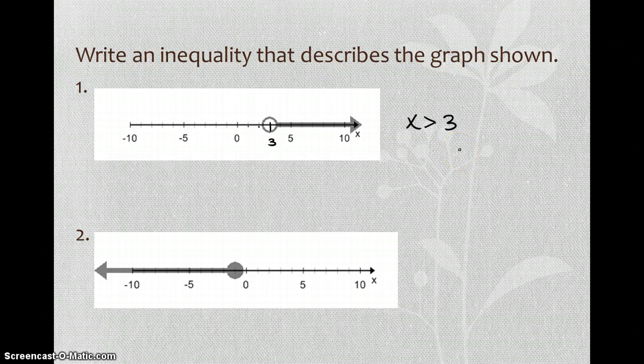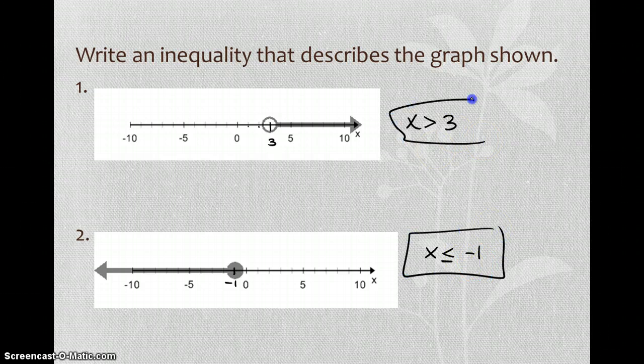Go ahead if you want, press pause if you want to try number 2 on your own. The variable though is x. It's shaded to the left, so my arrow would go to the left. This one is a closed circle, so that means it's including that value. So it's less than or equal to, looks like, negative 1. That's it for those. All you had to do is write the inequality for that.